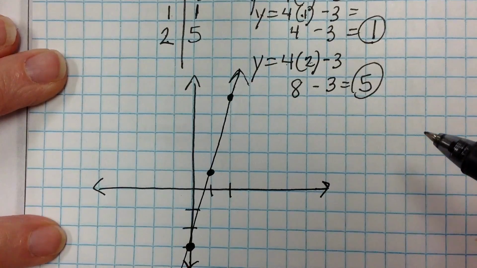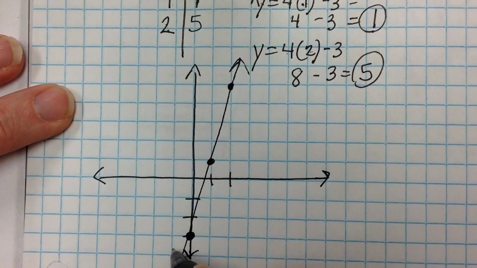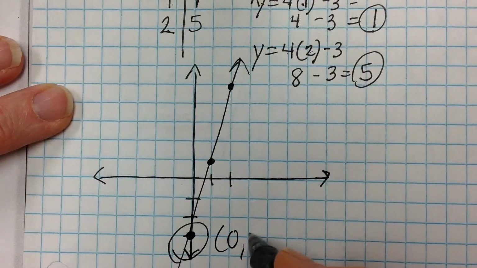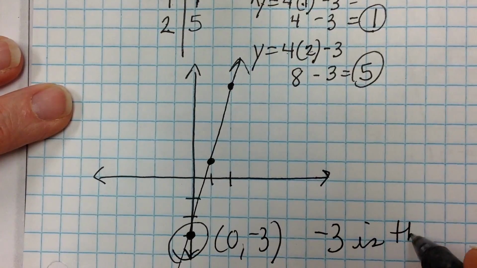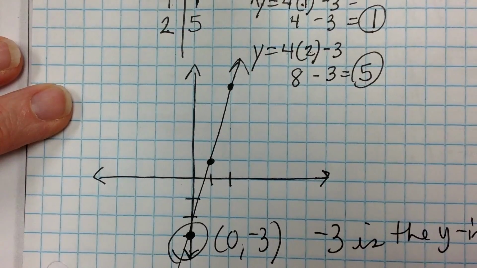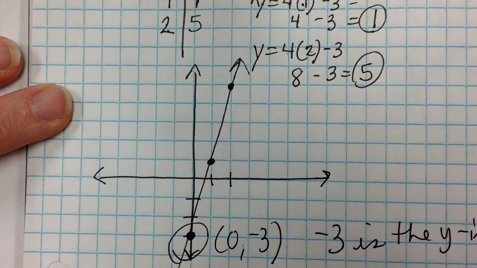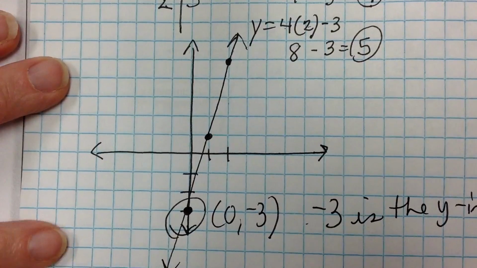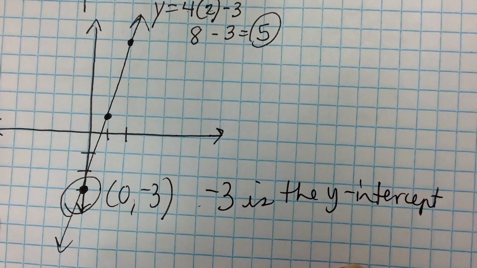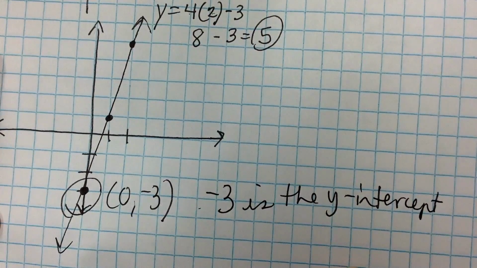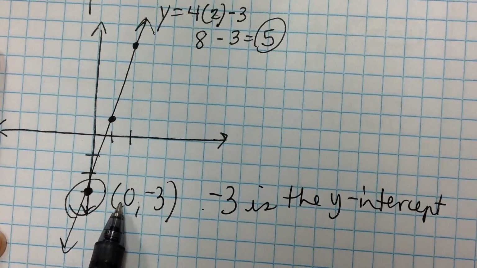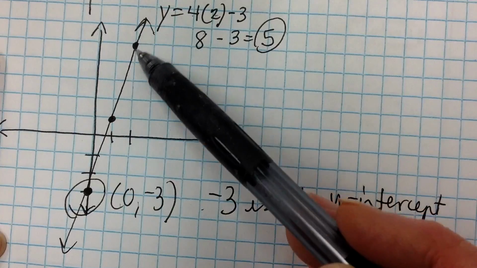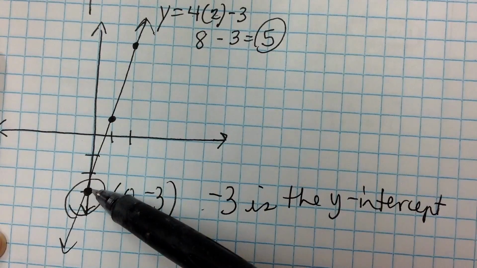where does my line touch the y-axis? At (0, -3). Therefore, -3 is the y-intercept. The y-intercept will always have an x value of 0, and the y-intercept is where the line is touching the y-axis.